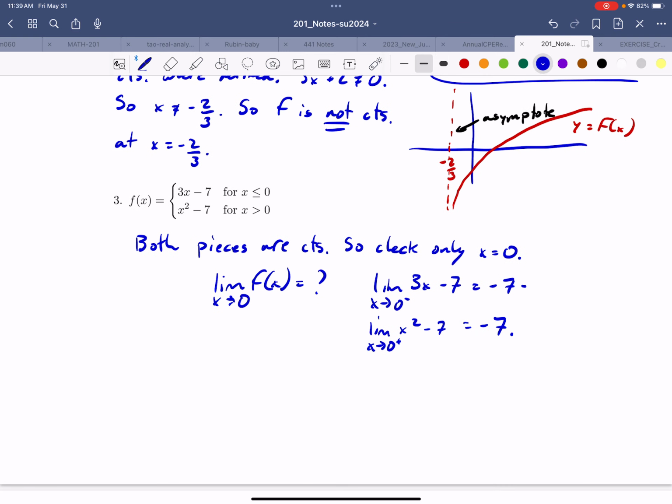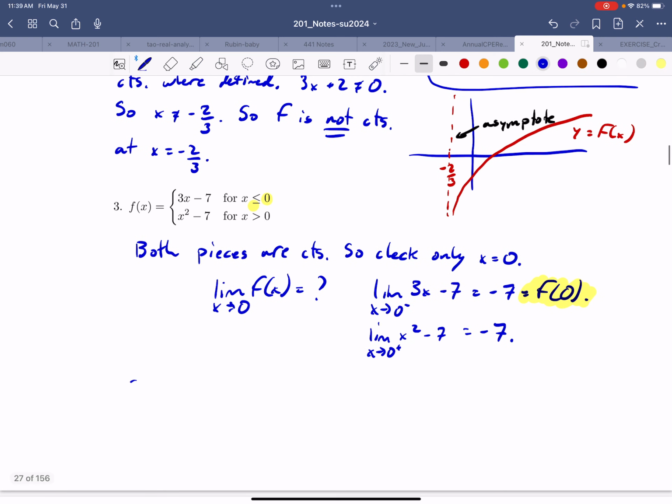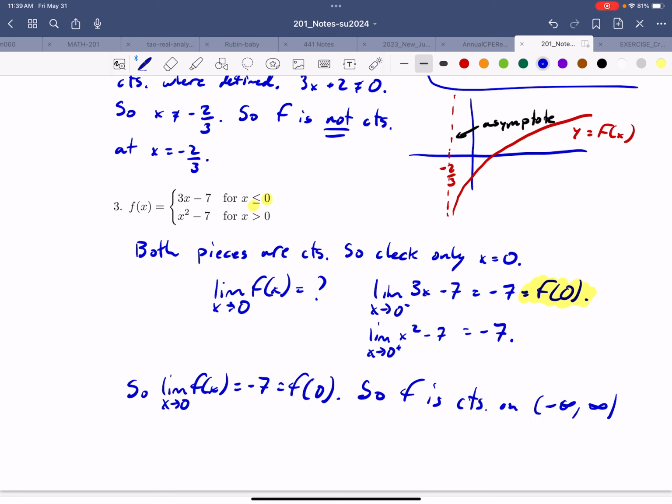It's also worth noting that the left-hand limit equals f of 0, because it's defined, maybe I'll use a yellow for this one, it's defined at 0 to be that. So the limit as x approaches 0 of f of x equals -7, which equals f of 0. So f is continuous. Okay, so there are no discontinuities.